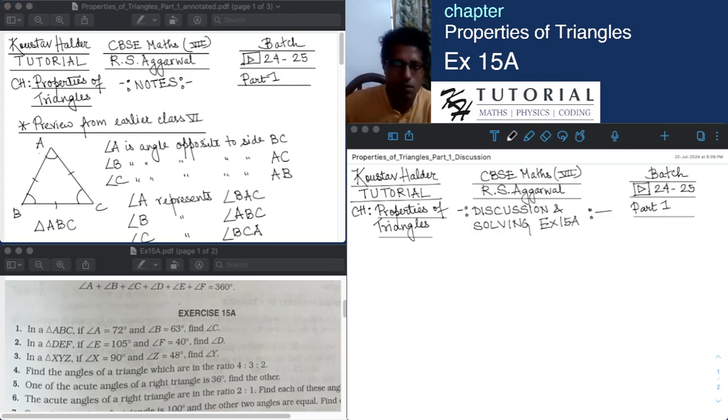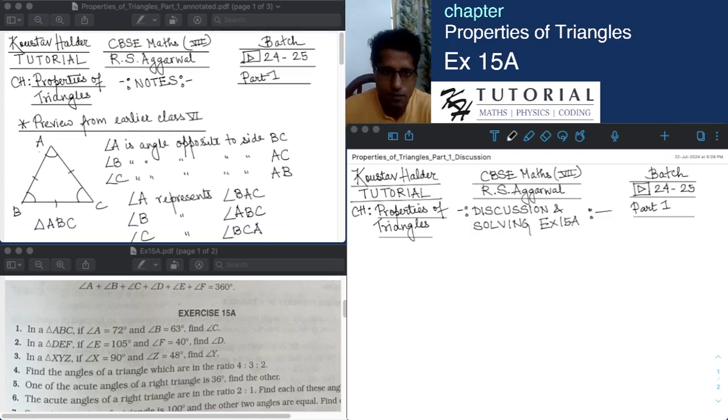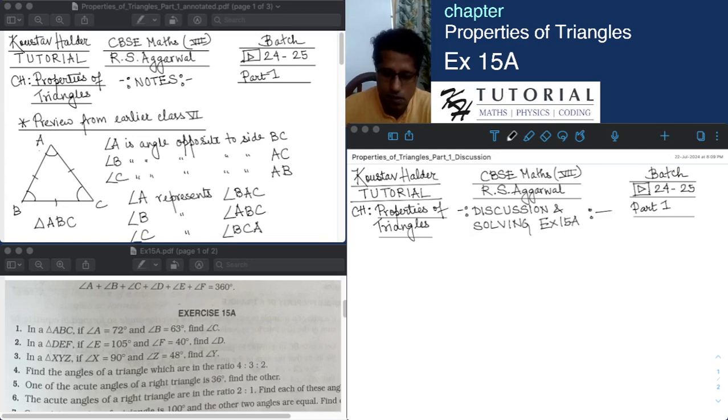The properties of triangles that you have already learned in your previous class: what is a triangle? A triangle is formed by three non-collinear points. So a triangle ABC is formed by three non-collinear points A, B, C. That is, they do not lie on the same line. Such three points can form a triangle.